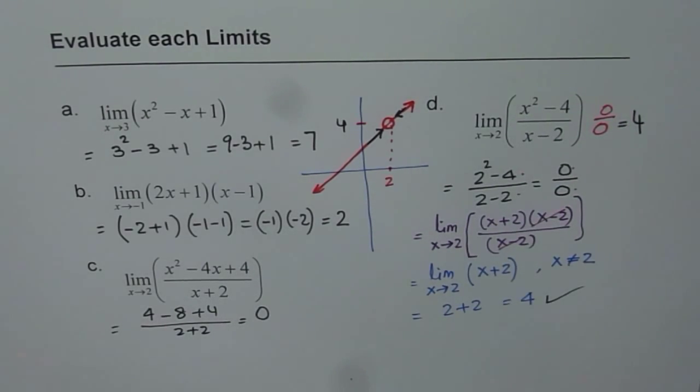In the coming videos you will understand, in such cases where you get 0 over 0, how we find the limit. So go through the playlist where we have covered indeterminates. All these functions where after substitution you get 0 over 0 are called indeterminates, and we use techniques like factoring and rationalization to solve them.